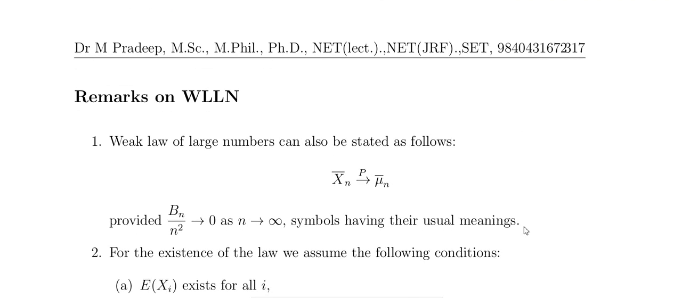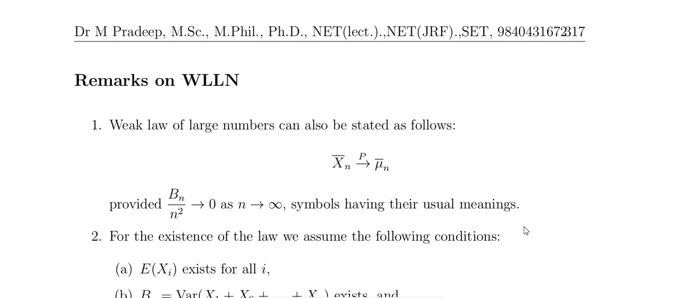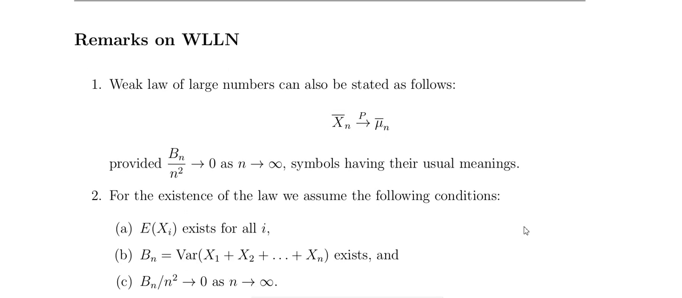So the weak law of large numbers can also be stated as: xn bar, the average of the xn, converges to mu n bar, right? When does xn bar converge to mu n bar? Only in the case where bn by n square converges to 0 as n tends to infinity. Then we can say xn bar converges to mu n bar. That is called the weak law of large numbers.